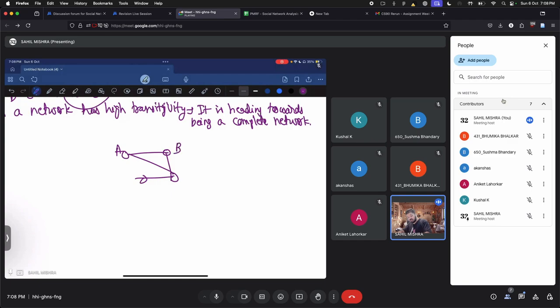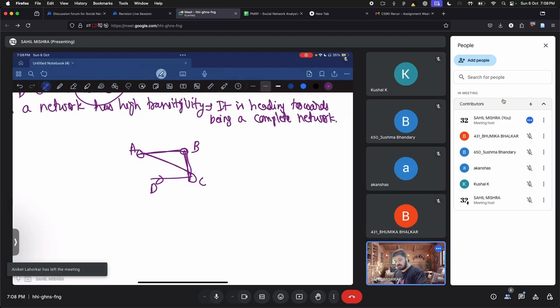A, B, C, D. A is a friend of B, B is a friend of C, A is also a friend of C. C is a friend of D, but B is not a friend of D. So if I connect this, then B also becomes a friend of D. Or I can say A is a friend of C is a friend of D, but D is not a friend of A. So if I try to complete this transitive property, then this network tries to become a complete network.